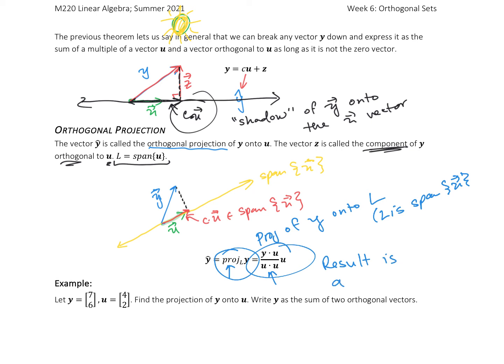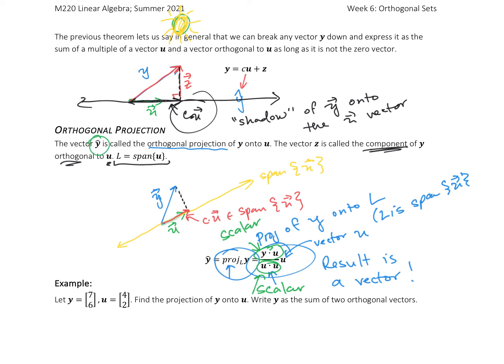Now the result of this is a vector, and it's a scaled vector. This is the vector u, right? This here is a dot product, so this is a scalar, and this here is a dot product, so this is a scalar. Either way, you have a scalar over scalar times a vector, so the result here is a vector, right? Which would make sense, because it's the orthogonal projection of the vector y.